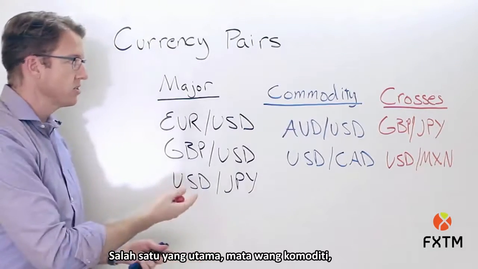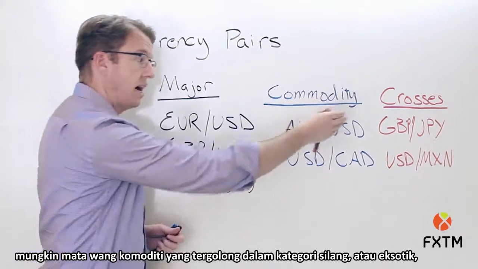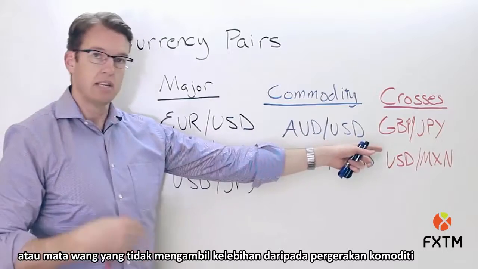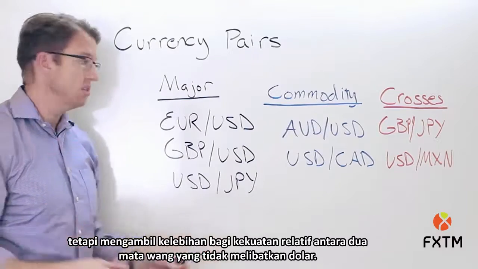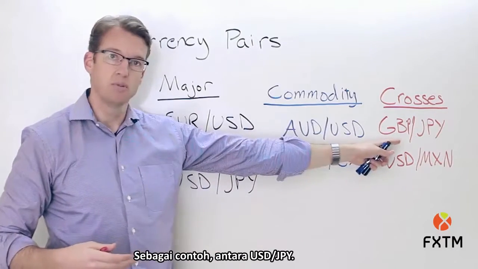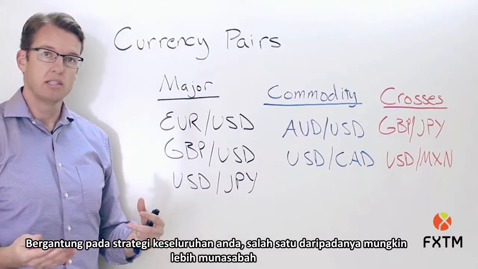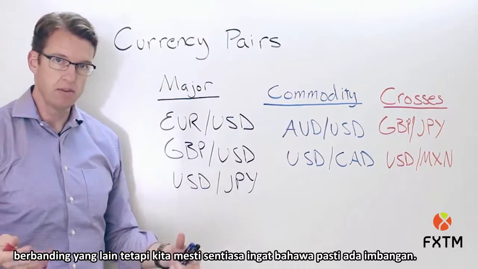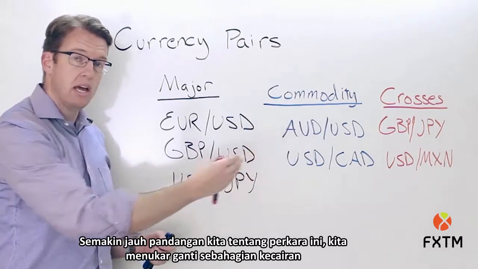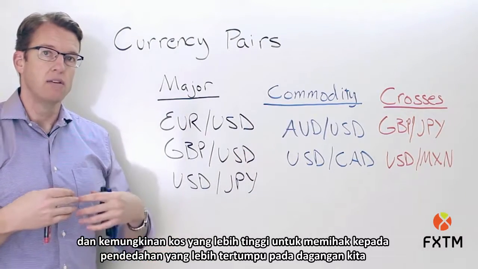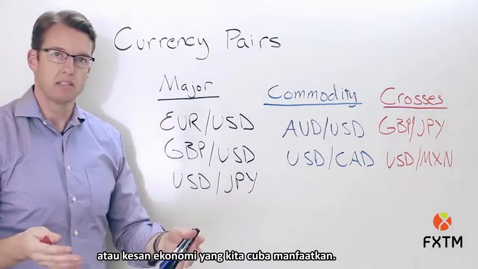So depending on your trading strategy, you have choices between what kind of currency pair you're really looking for: one of the majors, a commodity currency, maybe a commodity currency that falls into the category of a cross or an exotic, or a currency that is not taking advantage of commodity movement, but is just taking advantage of the relative strength between two currencies that does not involve the dollar, for example between the pound and the yen. Depending on your overall trading strategy, one may make a lot more sense than the other, but we always have to remember that there's going to be a bit of a trade-off: the further we go down along this spectrum, we're trading off some liquidity and potentially higher costs in favor of either a more focused exposure to what we're exactly trading or the economic impacts that we're trying to take advantage of.